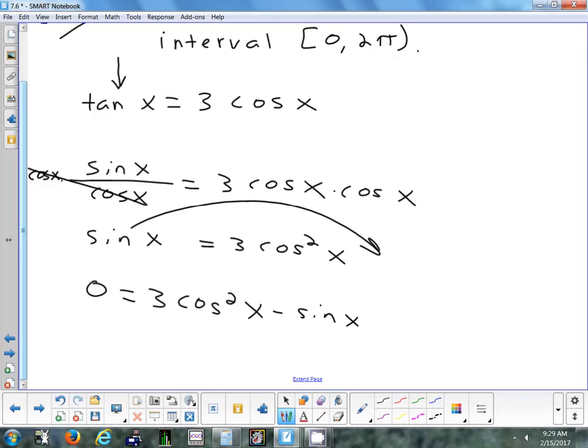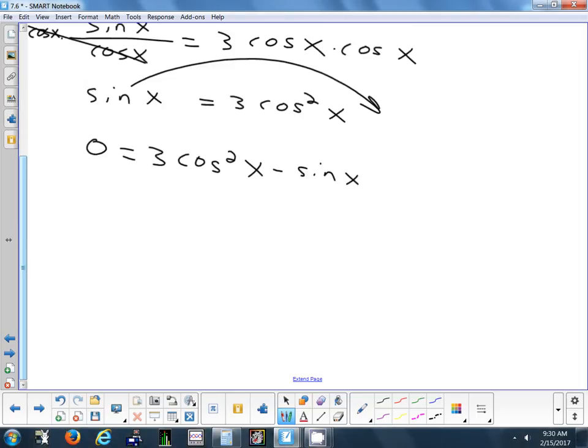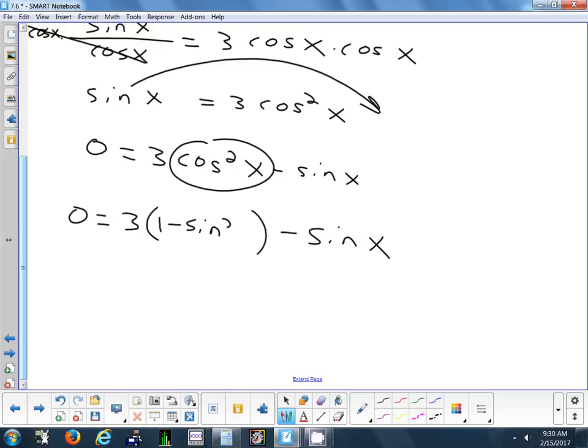No, why not? You still have different trig functions. So we have to replace one of them. What's the one that I replace? Replace the one that's squared. Okay, so inside the parentheses, I need something that's equivalent to cosine squared, and it has to have sine in it. Yeah. 1 minus sine squared. Yep, 1 minus sine squared.